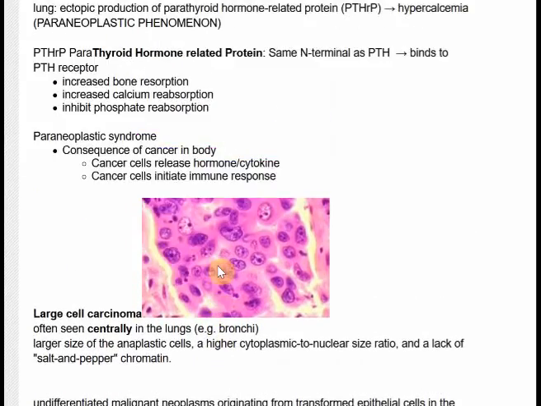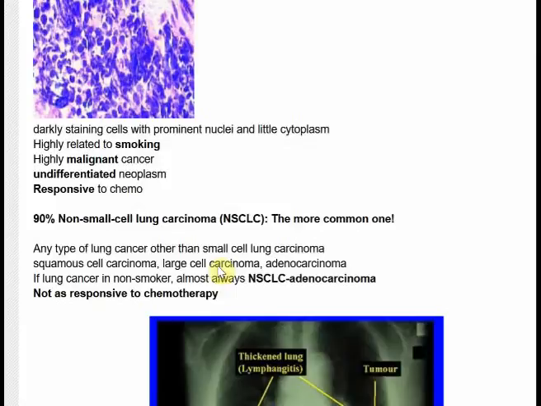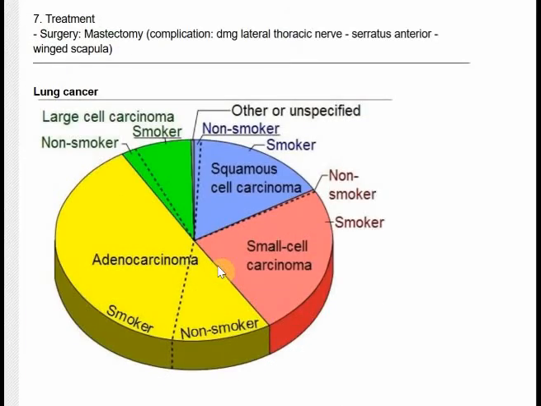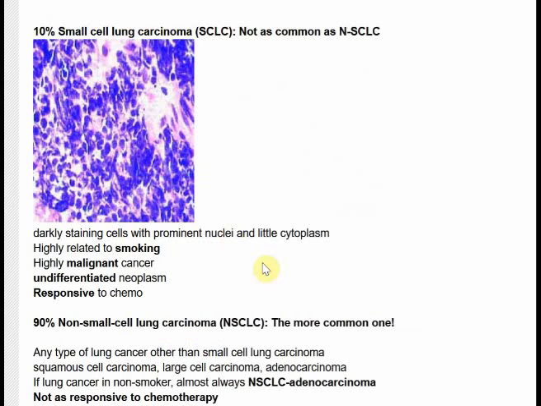So let's just quickly summarize types of lung cancer. Small cell is 10%, non-small cell is 90%. Small cell lung cancer has a very large nuclear to cytoplasmic ratio, and is almost only found in smokers. Very poor prognosis. Treatment is chemo, not surgery.